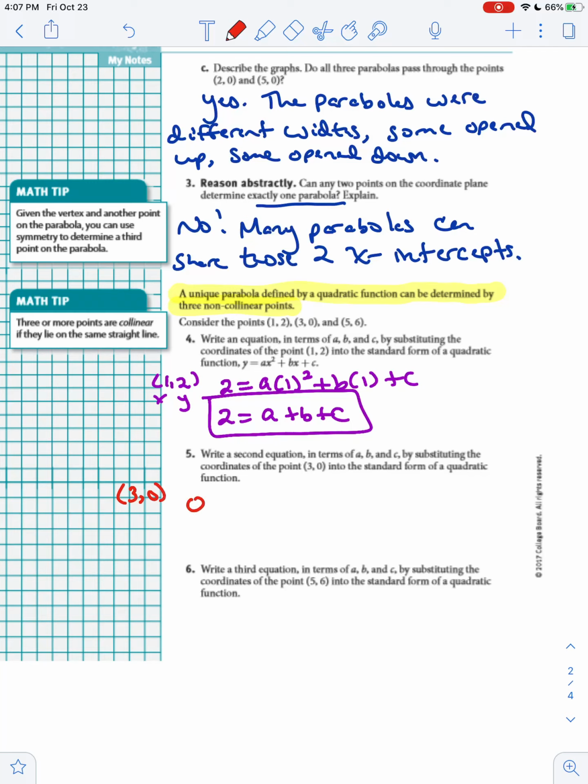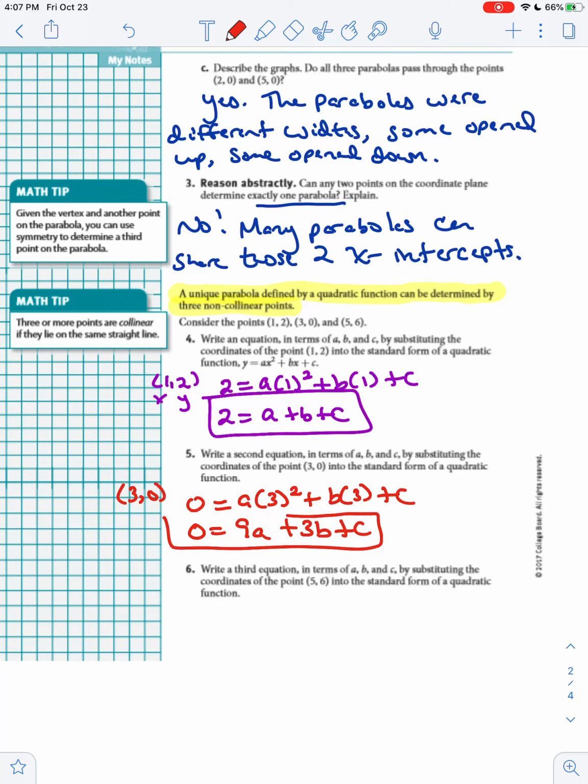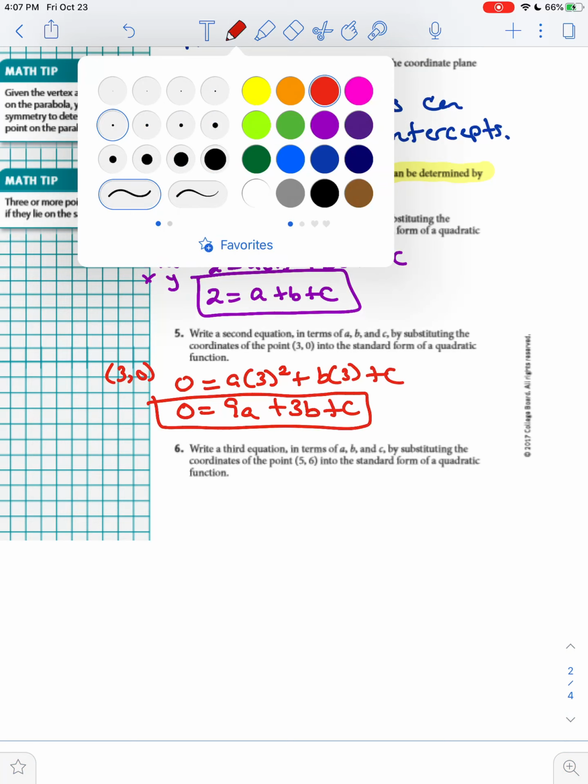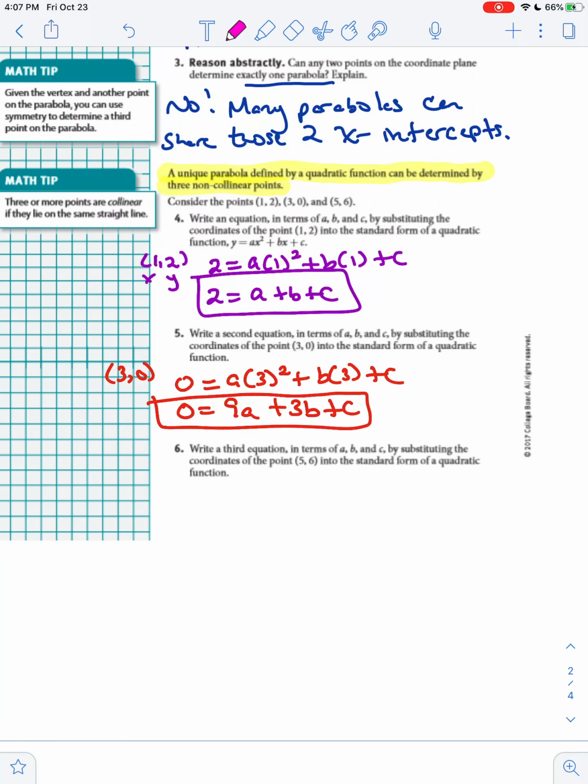For the second equation, we're going to do the same thing, only we're going to use the ordered pair (3, 0). So now 0 equals a times 3 squared plus b times 3 plus c. So 0 will equal 9a plus 3b plus c. And that's equation number 2. Hang on to it for later.